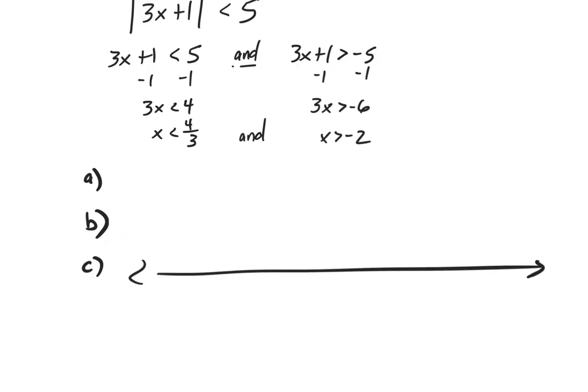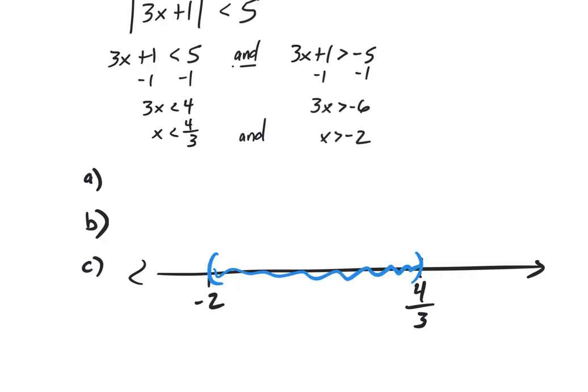All right, number line. -2, 4/3. Both of the symbols should be the same thing. So in this case, they're both going to be parentheses because there's no equal to underneath. Greater than -2 and less than 4/3.